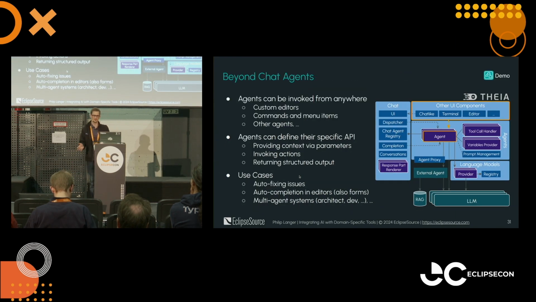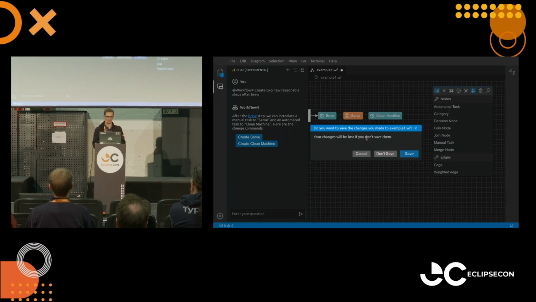So, of course, we just now talked about chat agents. There is also basically more types of agents. Basically, you can integrate an agent wherever you like in all other editors as well. For instance, in a custom editor, in the terminal, in a context menu, however you like. Typical use cases is, for instance, auto-fixing issues and so on. So I can also just really quickly show you that.